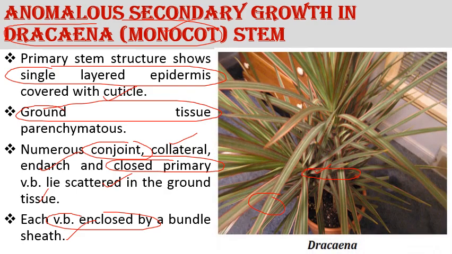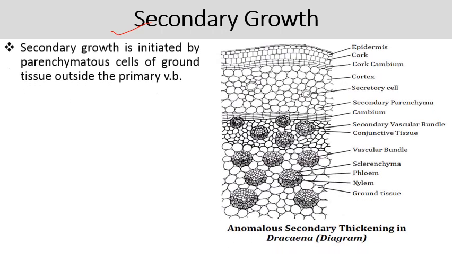And this is the photograph which shows the Dracaena plant. Next, secondary growth, that is anomalous. In monocots cambium is absent, but Dracaena shows the presence of cambium, which is an anomaly or abnormality. Secondary growth is initiated by parenchymatous cells of the ground tissue outside the primary vascular bundles. These cells become meristematic.